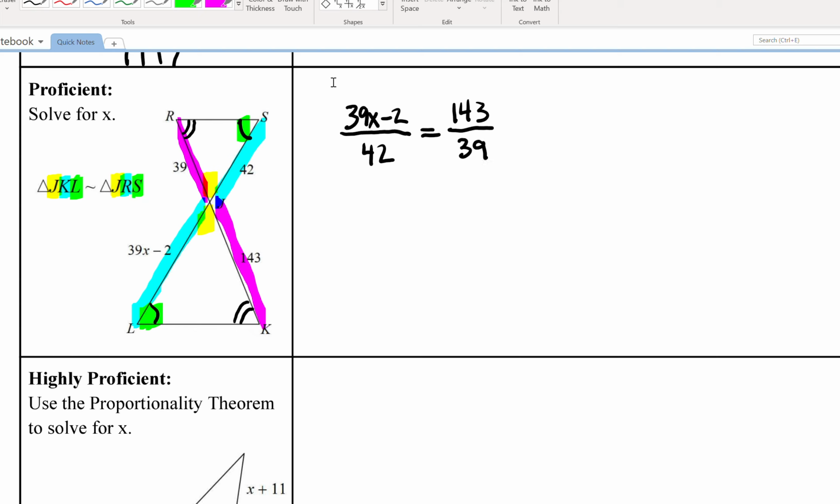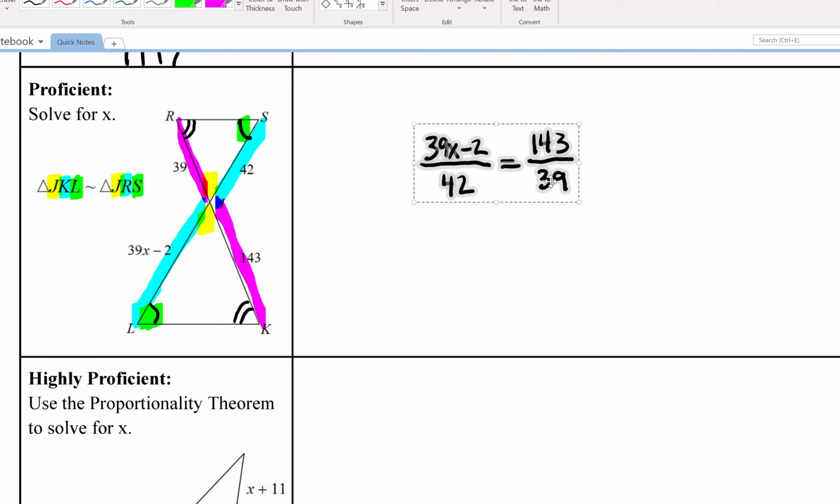Now, students often struggle in trying to figure out how to set these up. So let me show you a way of thinking about this. 39x minus 2, I hesitate to say the larger side because we don't know, because of the variable. But we do know that these two correspond because they're between those same sides. This is between the single arc and J, if we want to call that maybe a triple arc. So between single and triple, and between single and triple.